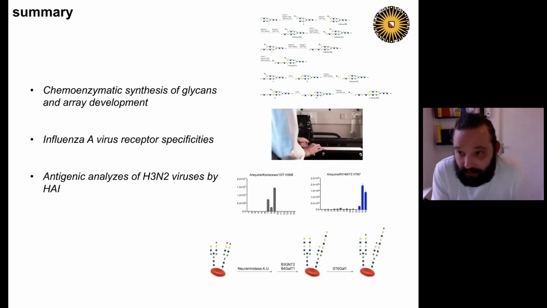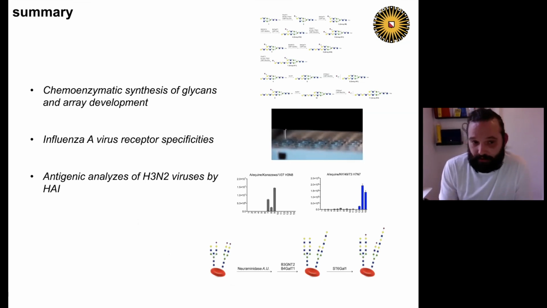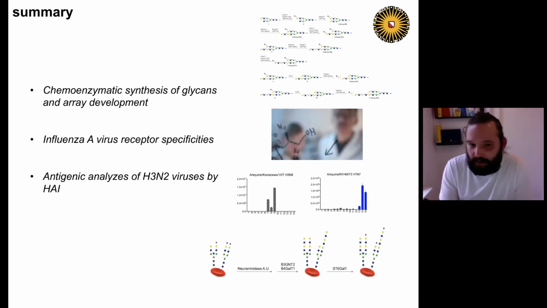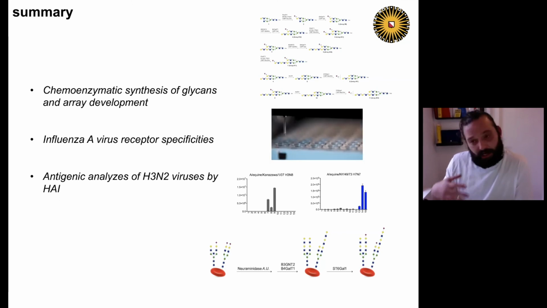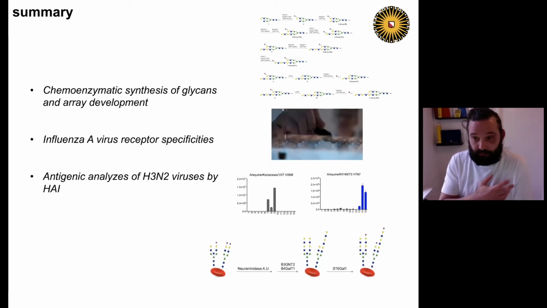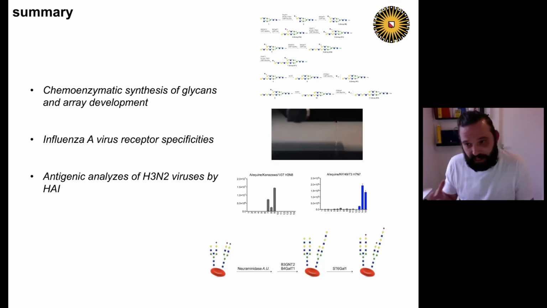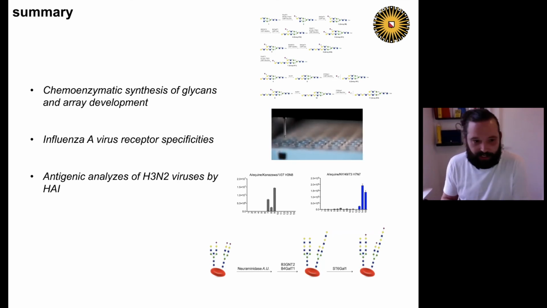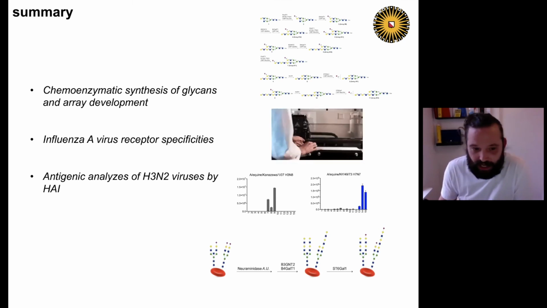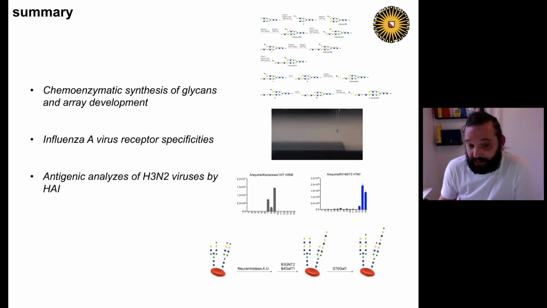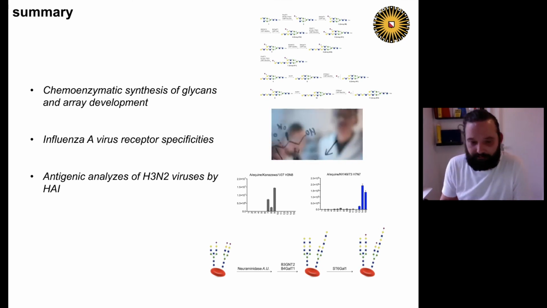So with that, I would like to summarize. I showed you how we chemoenzymatically synthesize N-glycans and do our own array development, not just for human viruses, but also for a large panel of avian viruses, to look at different sialic acid linkages, modifications, and arm modifications. That's what I showed you with influenza virus receptor specificities. And I showed you that we can now do antigenic analyses of these H3N2 viruses by hemagglutination inhibition.